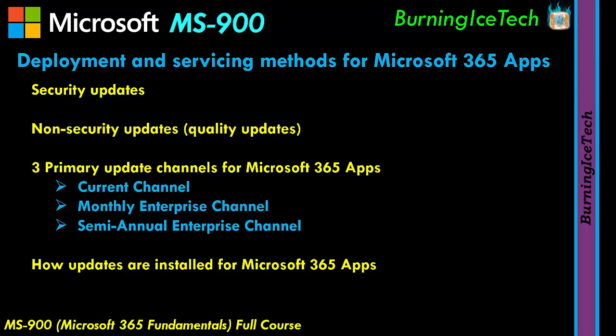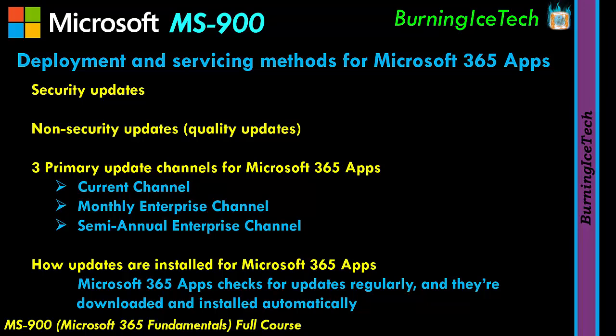Now, speaking of all these app updates, how often are updates installed on Microsoft 365 apps? Microsoft 365 apps check for updates regularly and are downloaded and installed automatically. Now, before you go ahead and ask me in the comment section down below, no, there aren't separate downloads for feature, security, or non-security updates. There's none. The updates are cumulative, so the most current update includes all the updates that have been previously released for that update channel.